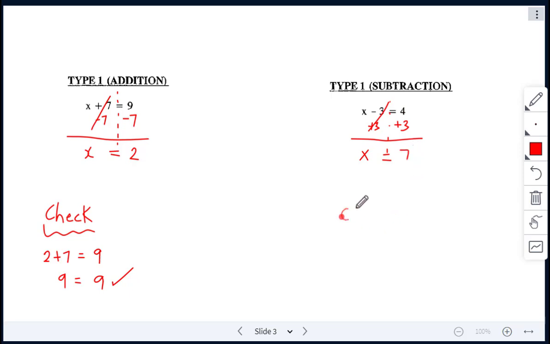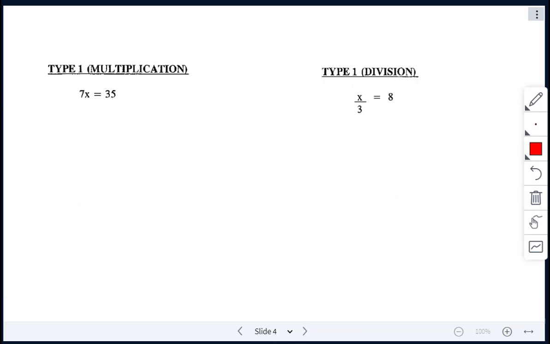And if we did a quick check, substitute 7 in for x. 7 minus 3 is equal to 4. 4 is equal to 4. Therefore, it is correct. Okay, any questions so far? So our next example, we have 7x equals 35.